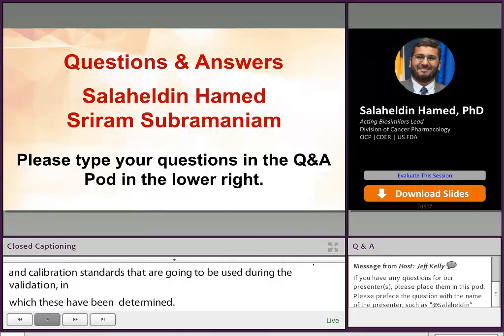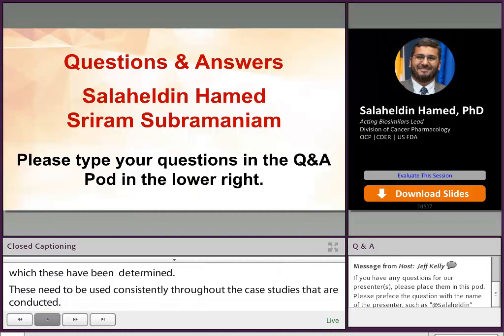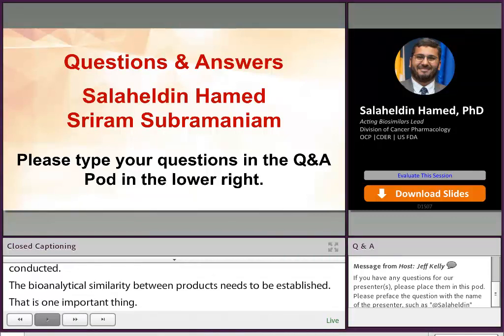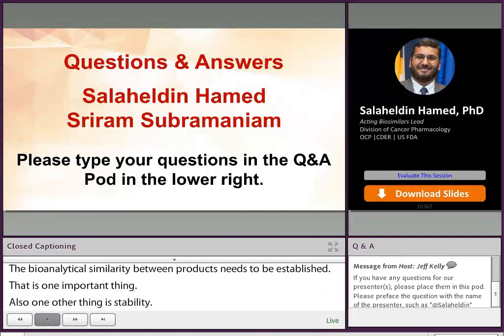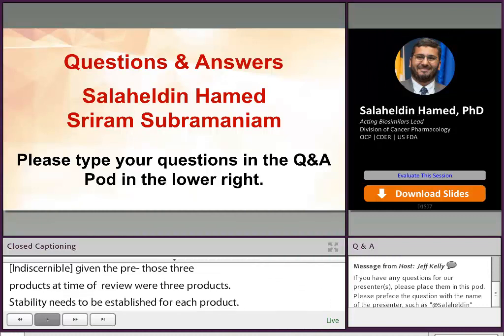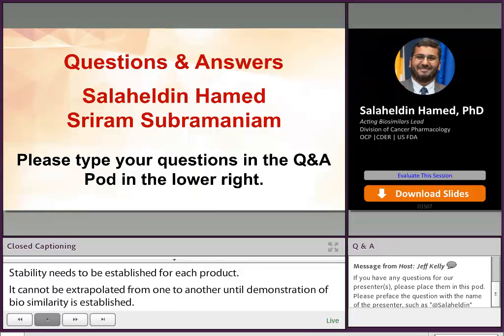That's one important thing. Also, one other thing is stability. Usually the sponsors, as we've seen in one of the examples that I've stated, switch stability testing from one product to another, and this is not acceptable, given that at the time of review we think they are 3 different products. The stability needs to be established for each single product and cannot be extrapolated from one to another until a demonstration of biosimilarity is established. And more details are provided in the references on slide 30.